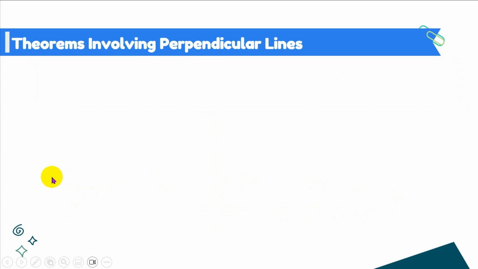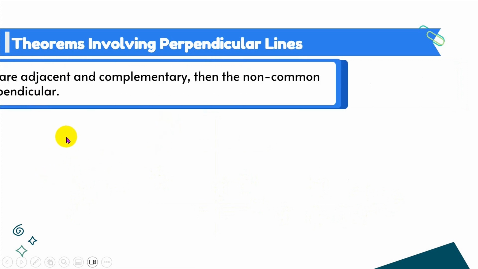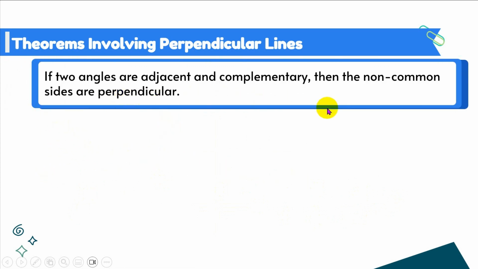Now, let's have another theorem involving perpendicular lines. If two angles are adjacent and complementary, then the non-common sides are perpendicular. Adjacent, so kagaya ng linear pair, magkadikit, magkatabi. And when we say complementary, the sum is 90 degrees. So, the non-common sides are perpendicular daw.